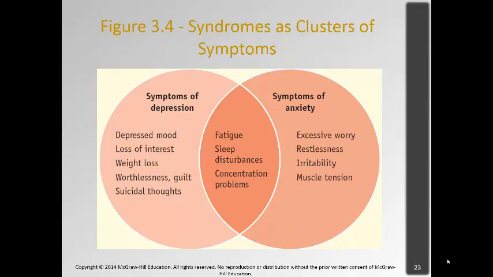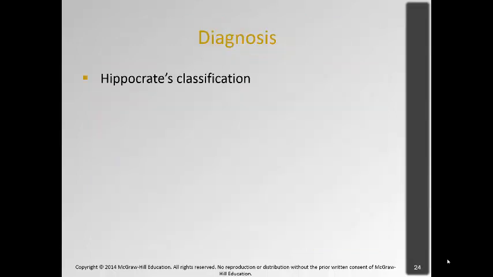So for example, symptoms of depression include depressed mood, loss of interest, weight loss, worthlessness, guilt, suicidal thoughts. Symptoms of anxiety include excessive worry, restlessness, irritability, and muscle tension. But both of these disorders overlap in a sense, and they both have symptoms of fatigue, sleep disturbance, and concentration problems. So you'll see that the symptoms on the left and the right are very distinct to the two disorders, but those in the middle can be a symptom of other different types of disorders.